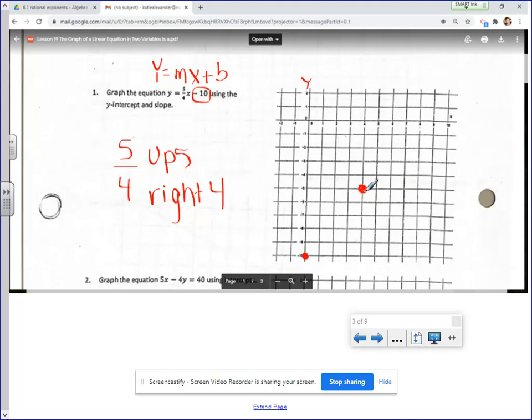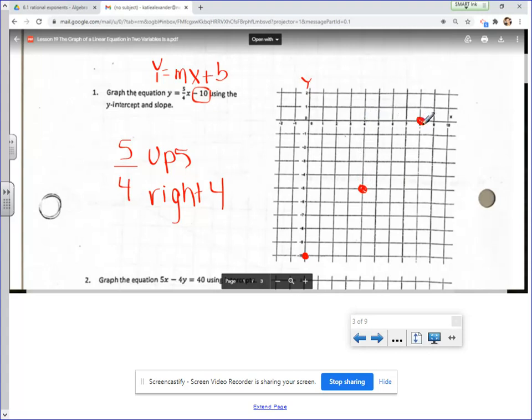I'm going to show you that again. My pencil was on negative 10. I go up 1, 2, 3, 4, 5, and right 1, 2, 3, 4. You could do that again if you wanted. Up 1, 2, 3, 4, 5, and right 1, 2, 3, 4.